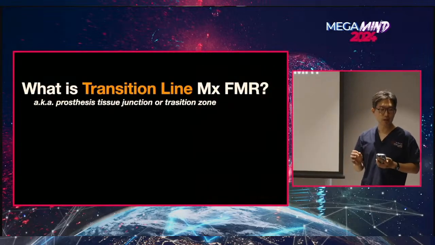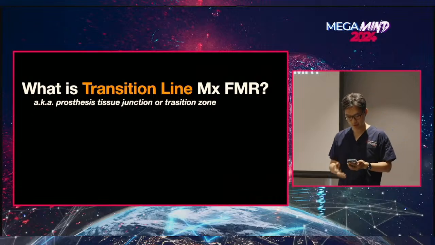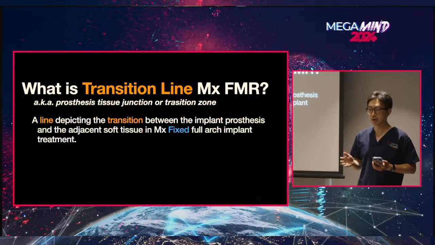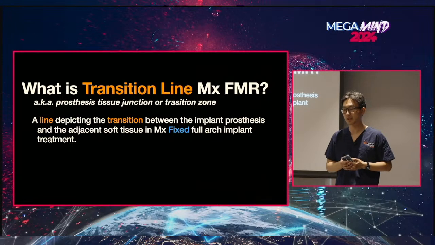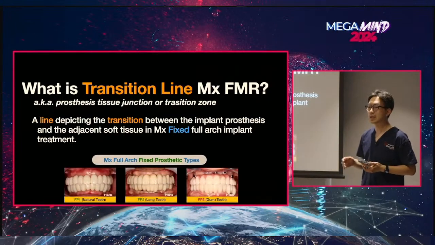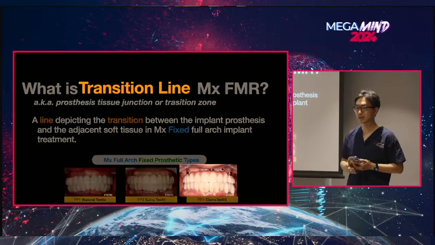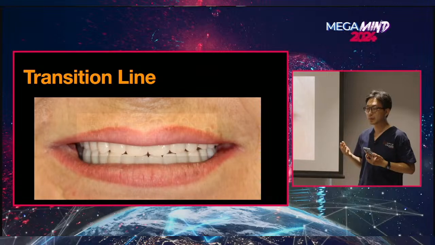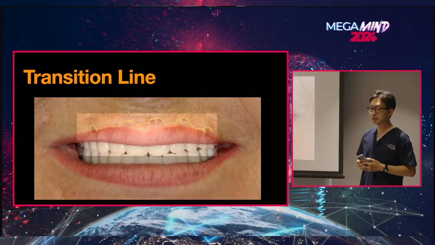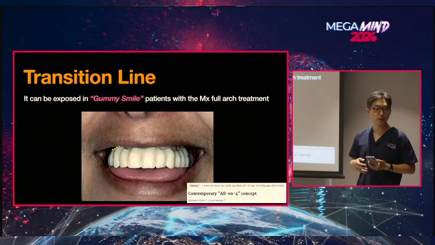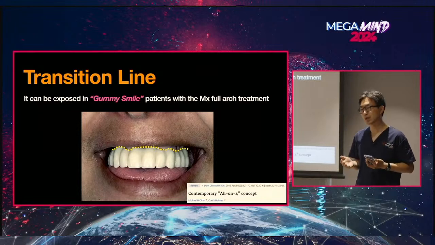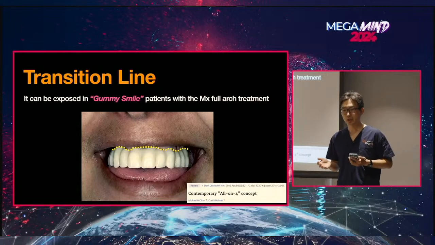Let's begin by defining the transition line. It's a line between the implant prosthetic and adjacent soft tissue in maxillary full arch implant treatment. It's most noticeable in FP3 prosthetics. Oftentimes, it's not a big issue as it gets hidden under patient's lip. However, the transition line can be exposed in gummy smile patients as a result of improper treatment planning and inadequate surgical execution.